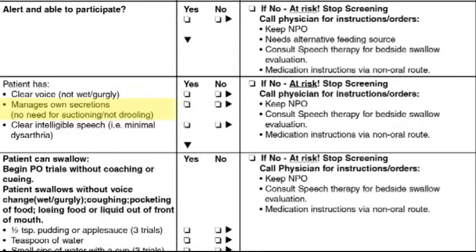Is the patient able to manage his or her own secretions? If in fact the patient is able to do that, if they are not gurgling or coughing or clearing their throat in a continual way, then you would say sure. And if you did not feel a need to suction the patient's oral cavity or their oropharyngeal area, then you would respond yes, they're managing their secretions, and you would move forward. The next question is, does the patient have clear, intelligible speech? If he or she does, you would respond yes and move on to the next section.